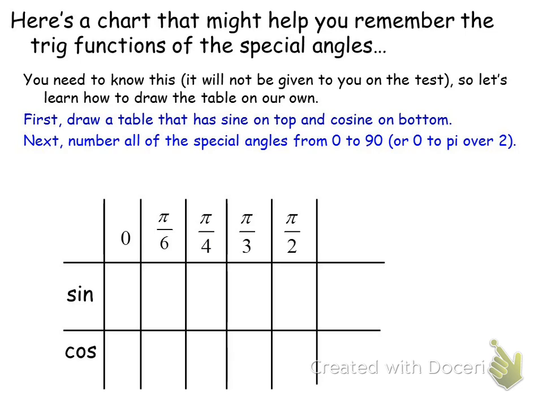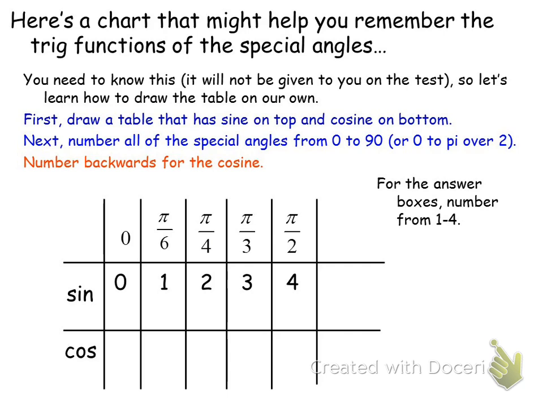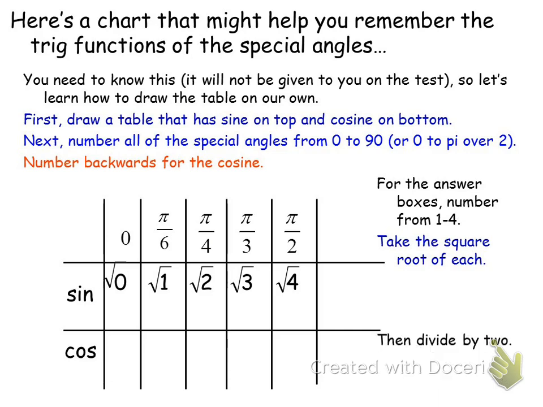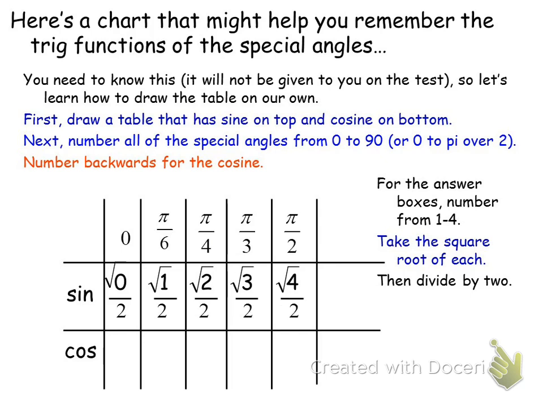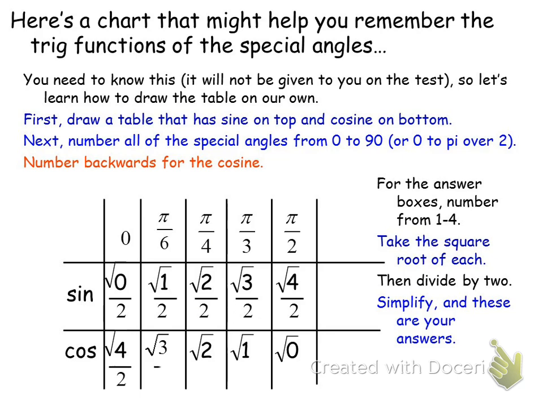Angles across the top. Now don't write this down. We're going to do this in slow motion tomorrow, one step at a time. But the pattern that we recognize is that our numerators go from 0 to 4, and they're all in square roots, right? Every denominator is 2. And then cosine goes backwards. 4, 3, 2, 1, 0. And then you simplify.